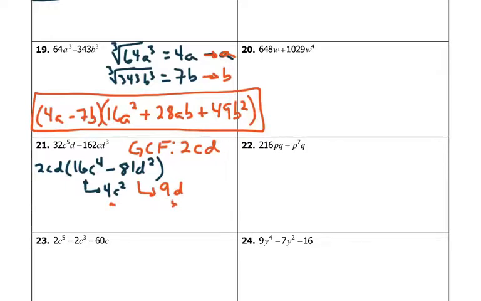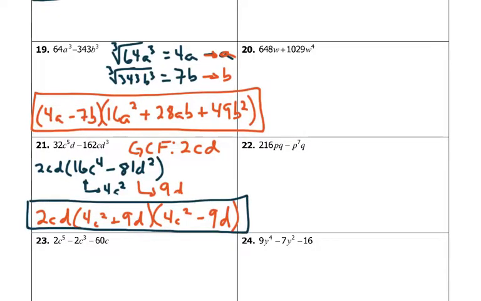So let's go ahead and write those out. We are left with 2CD on the outside and A plus B, A minus B. So 4C squared plus 9D times 4C squared minus 9D, and close parentheses. That is our final answer right there. Nothing else can be simplified at that point. So we could box that answer.